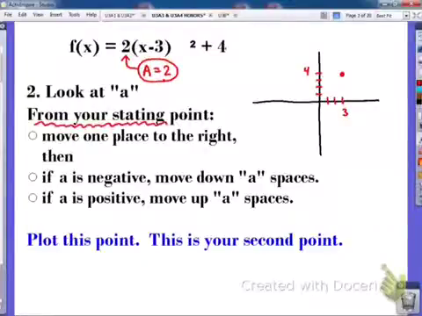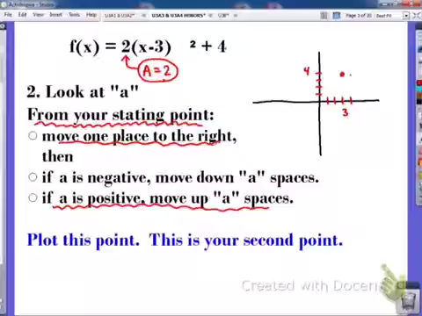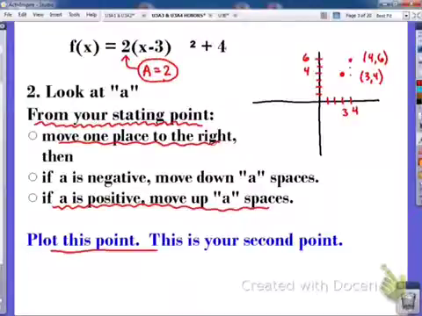So the directions say from your starting point, move one place to the right. If A is negative, move down A spaces. If A is positive, move up A spaces. So A was 2, so I would go up 1, 2, and plot my point. So the first point you see we listed was 3, 4. The second point that we listed was 4, 6. All right. So it says plot this point. This is your second point.